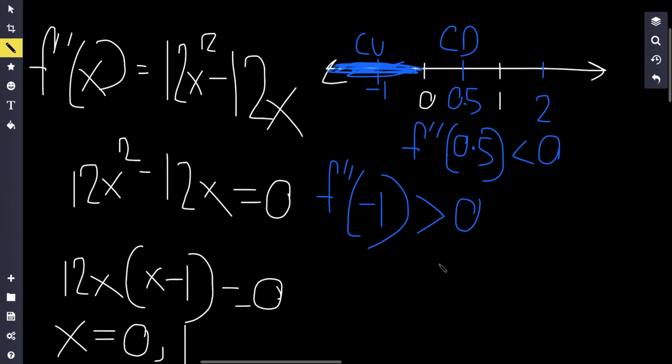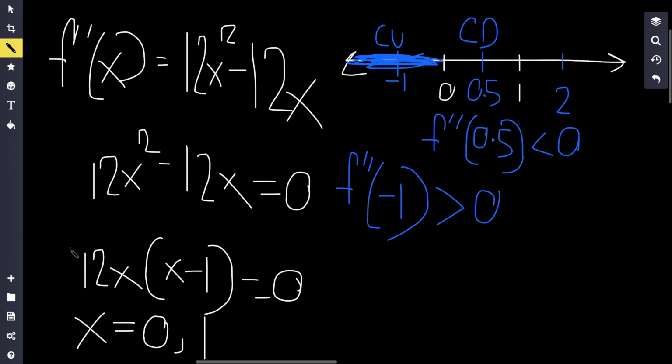So let's say I plug in 2. When I plug 2 into the factored version of the second derivative, you could also plug it in elsewhere, but it's simpler to look at it in its factored form. I'm going to get 12 times 2 multiplied by 2 minus 1. That's a positive value multiplied by a positive value, so when we plug in 2, that's going to give me a positive value. That means this whole region, because our second derivative is greater than 0, is going to be concave up.